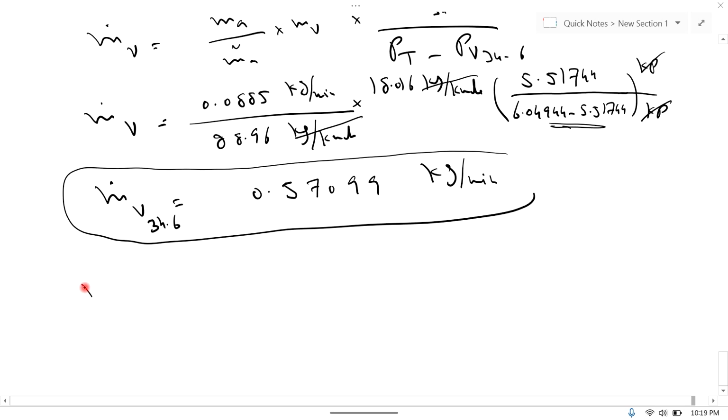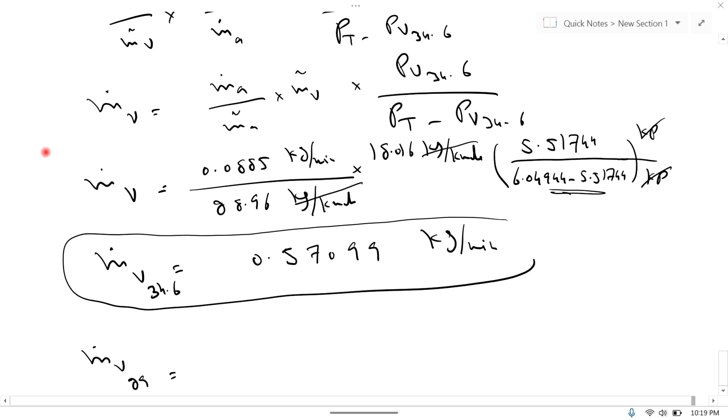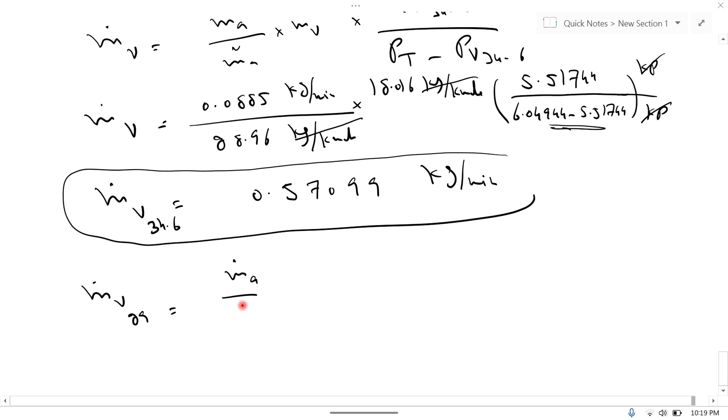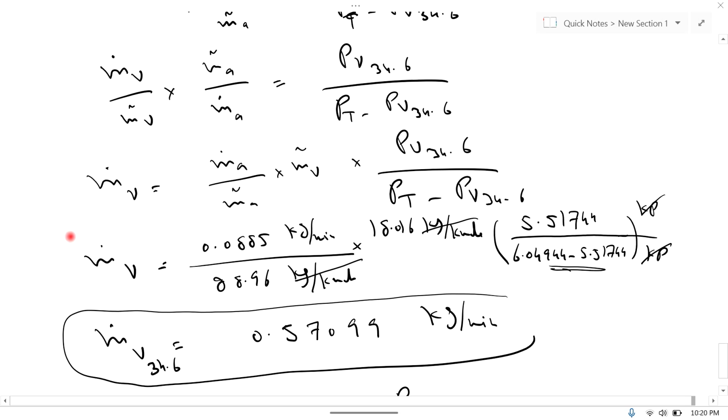Now we are finding m dot V at 29 degrees centigrade. So use this formula, just change the value from 34.6 to 29. So this is exactly the same, m dot of air divided by molar mass of air multiplied by molar mass of vapor multiplied by PV at 29 degrees centigrade divided by P total minus PV at 29 degrees centigrade. So use the above equation.